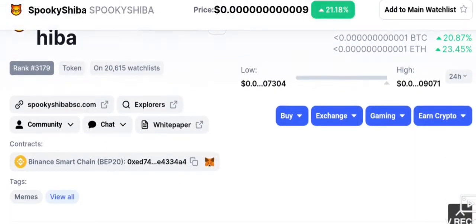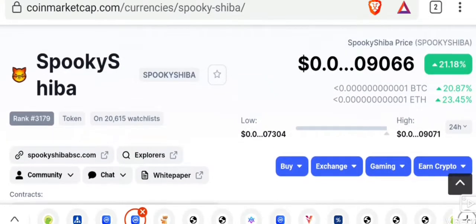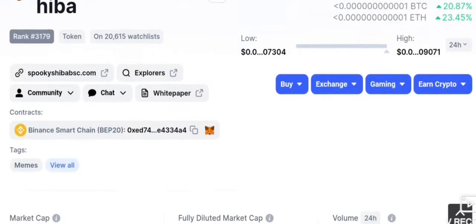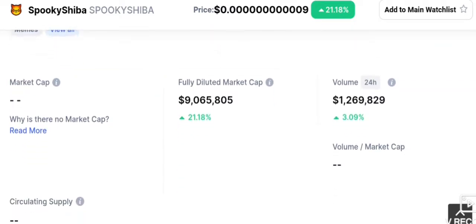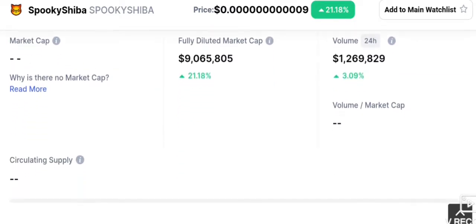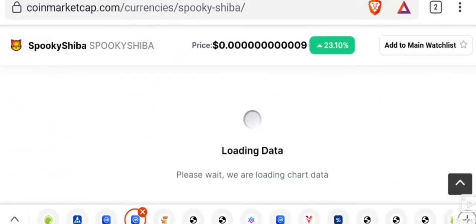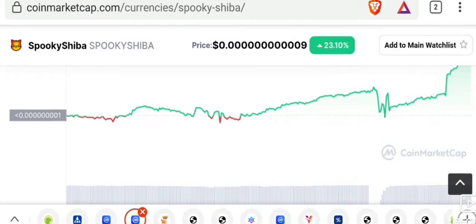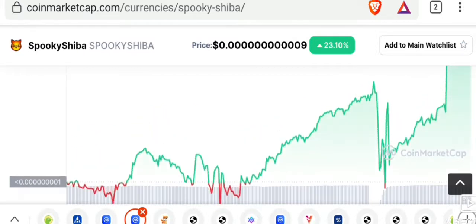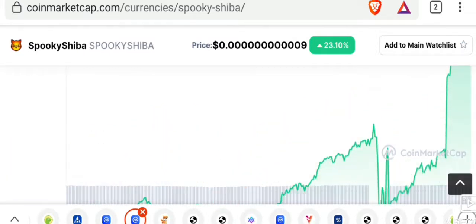Okay, lads, today we're looking at Spooky Shiba, up 21% in the last 24 hours. It's got a diluted market cap of over 9 million and trading volume over 1 million. So have a quick look at the old data. What do we deduce from the data?